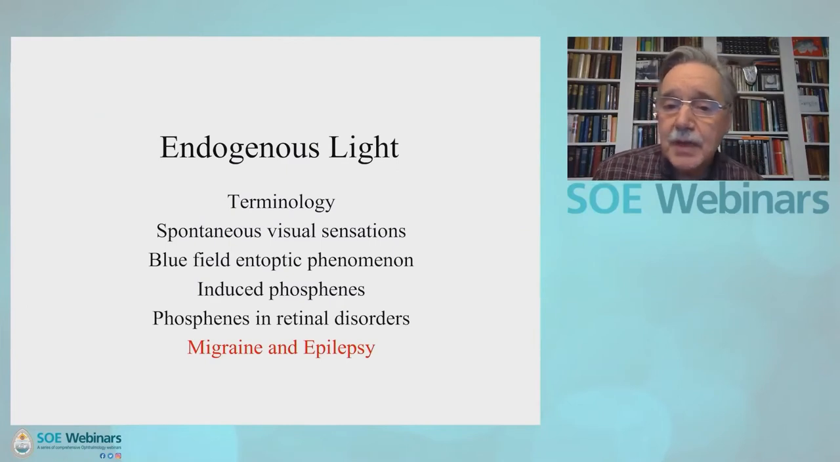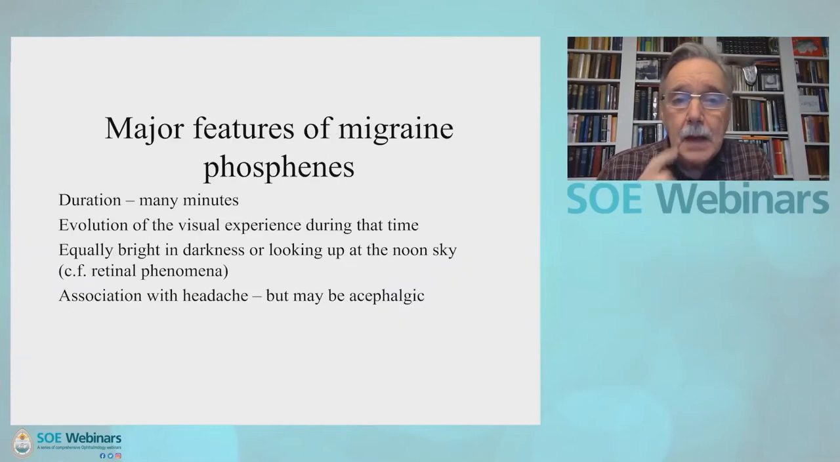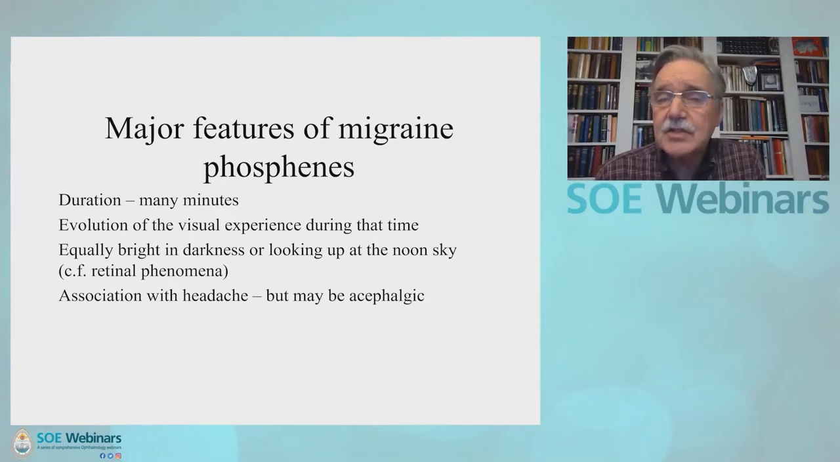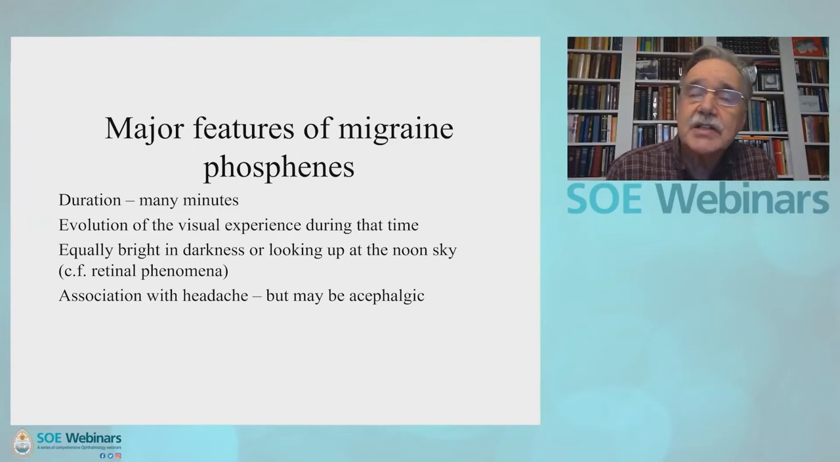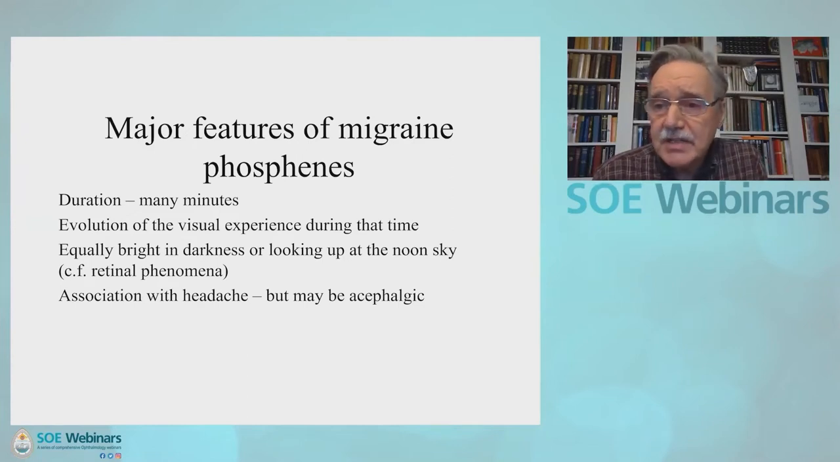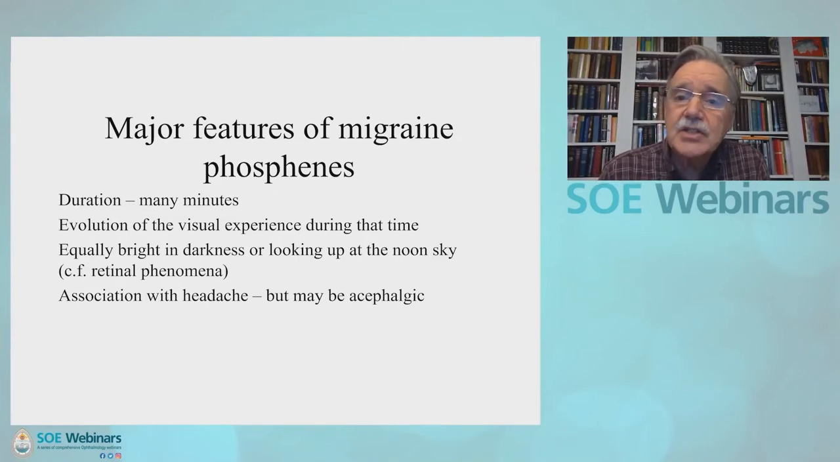Lastly, we come to migraine and epilepsy. Now, the major feature of migraine phosphenes is their duration. This is the first question you must ask if you're trying to distinguish something that might be arising in the retina from something that might be arising as a migraineous phenomenon. The duration of migraine visual aura is many minutes, maybe up to 20 minutes. And during that time, the visual experience will evolve in some way. It will change.